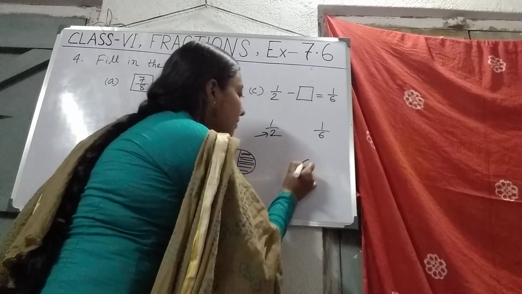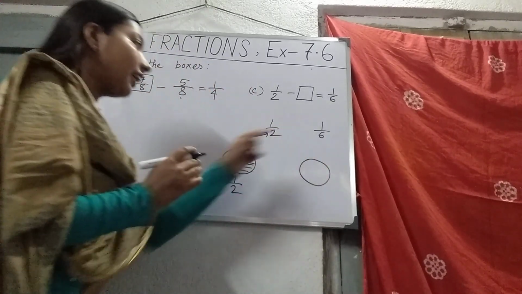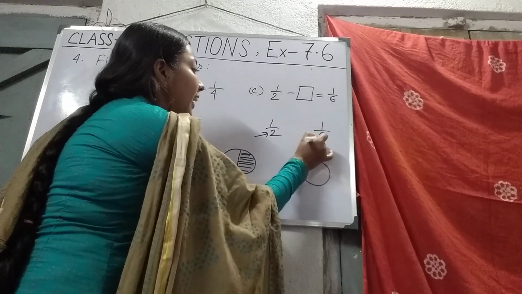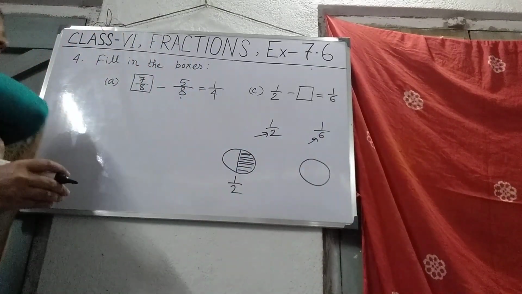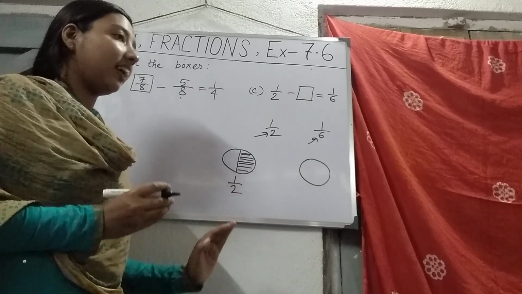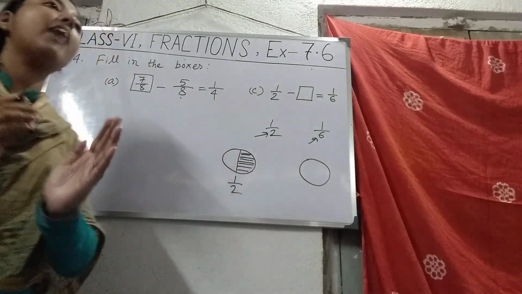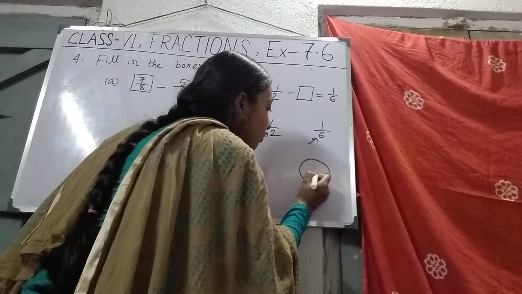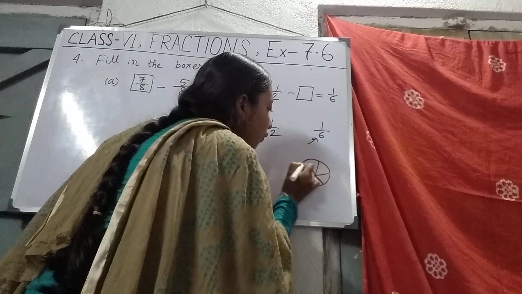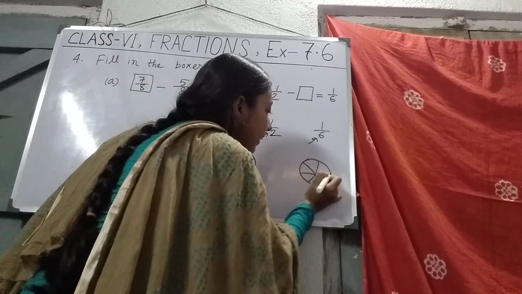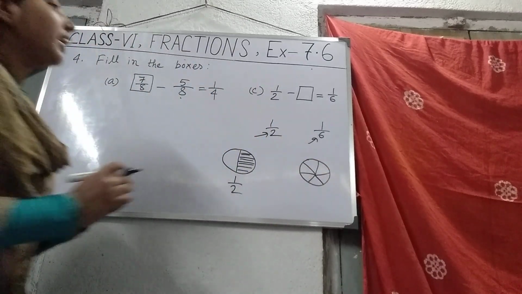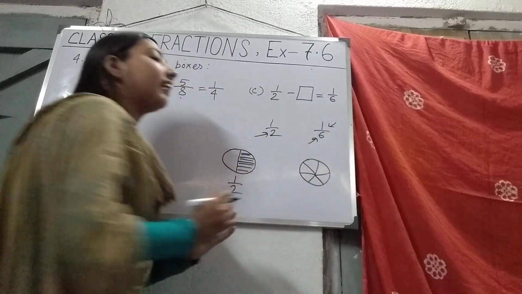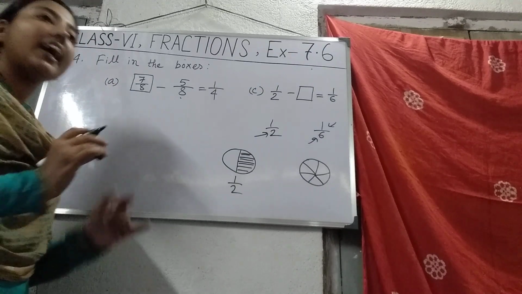Similarly, you have to take the same circle, and here in denominator it is 6. This 6 indicates we have to divide this figure into 6 equal parts. So 1, 2, 3, 4, 5 and 6. Okay. Among which in numerator it is 1, that indicates only one part will be shaded.